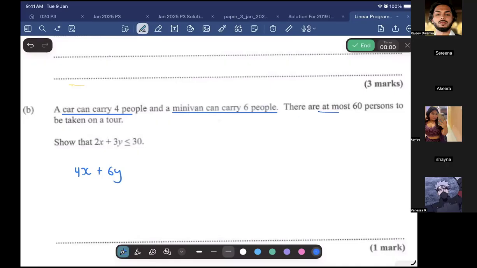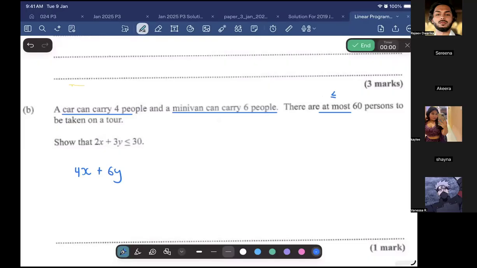And they're saying there are at most. What does at most mean? More than or equal to. No, less. Yeah, less than or equal to because at most is the maximum. Right? At most means that's the maximum amount. So it'll be less than or equal to. So at most means less than or equal to. Is there anybody confused by that?